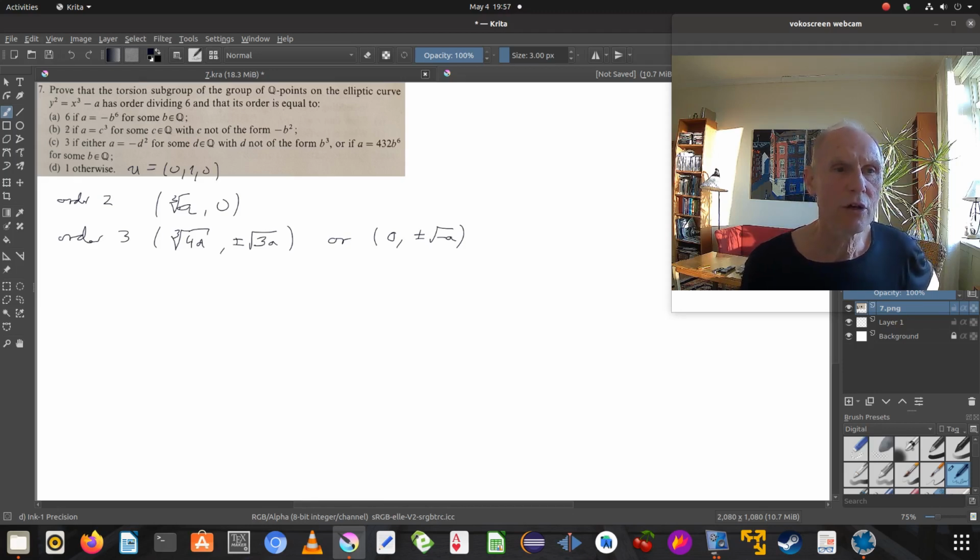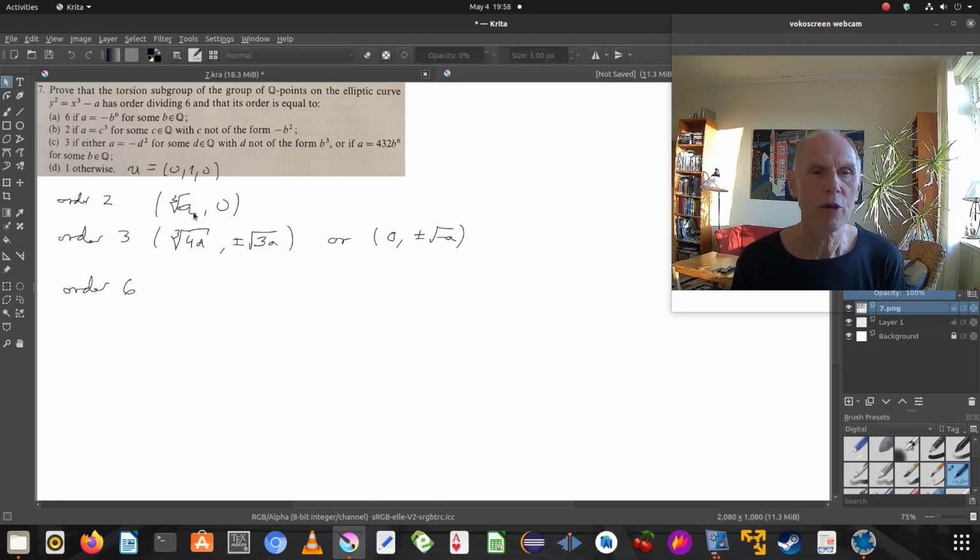Let's take the hint of the exercise and start with order 6. That requires a point of order 2 and of order 3. And when the cube root of a is a rational number, or when a is a cube, then 4a cannot be, because it holds 2 to a power of a plus 2. So that means that these two can't occur at the same time. These are the ones that occur.